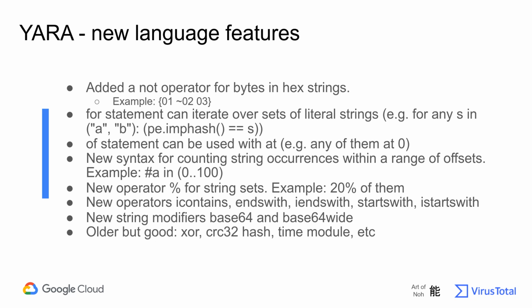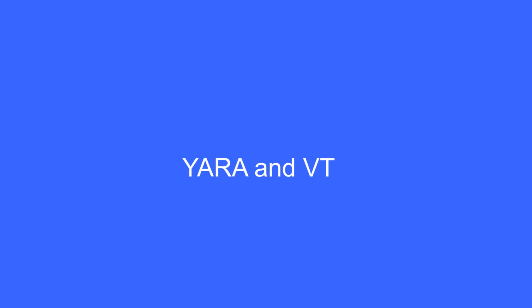And some oldies but goldies such as XOR for strings, the CRC32 hash module, and the time module, which is another super useful thing. For instance, you wanted to find, let's say, files compiled in the future, but the question is, what's the current time, right? And that's where you can use a time module to see if you have any files that were compiled in the future. So very briefly, that was all from my side.